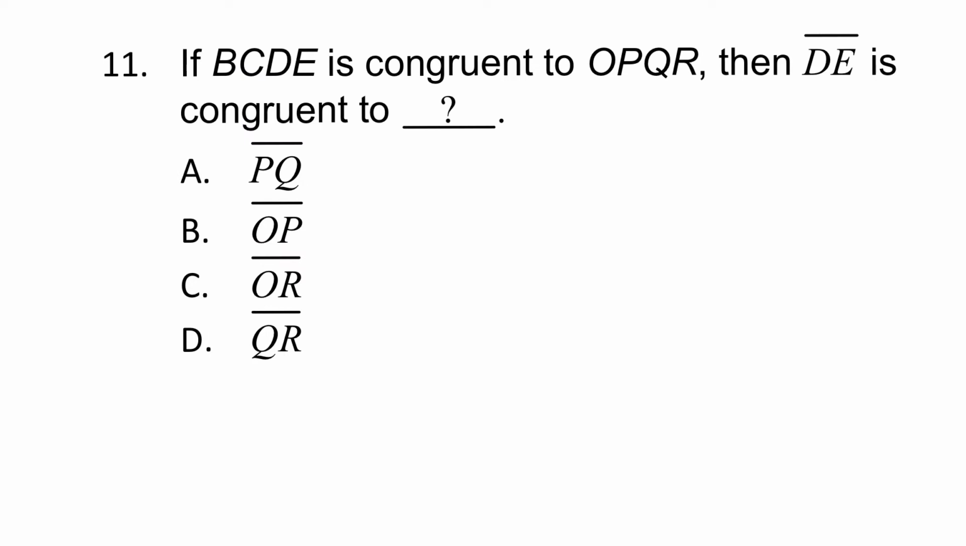Question number 11. If BCDE, so it's a quadrilateral, BCDE is congruent to OPQR, then DE is congruent to, so they want you to break this apart. DE is the third and fourth letter in BCDE, the name of that quadrilateral. Because they're congruent, I know that DE will be congruent to segment QR because they have the same relative position. They're the third and fourth letter in the congruent statement. So DE is congruent to QR. That's D.